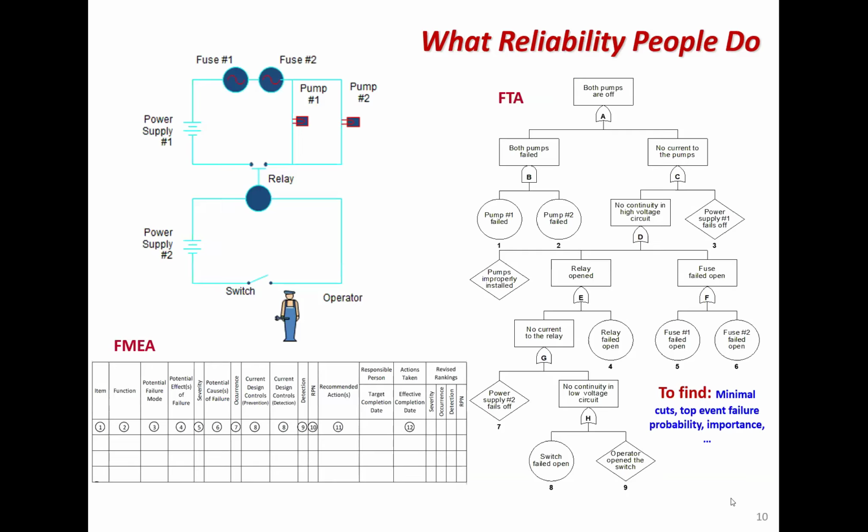Let me give you one quick example. For instance, people like to analyze the reliability of this system here, and they do FMEA to find the root cause, potential cause, failure modes, and also effects, and then come up with risk priority numbers to identify which failure modes are extremely critical and how to eliminate such critical failure modes so that system reliability can improve. And also people use fault tree analysis to identify the minimal cuts, so that they can calculate the top event failure probability and the importance of some of the minimal cuts.